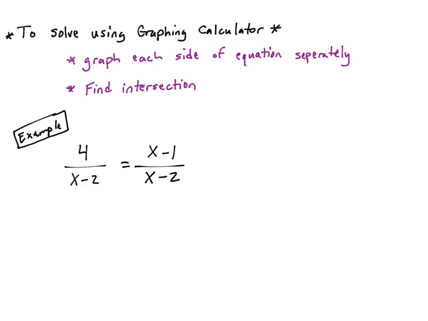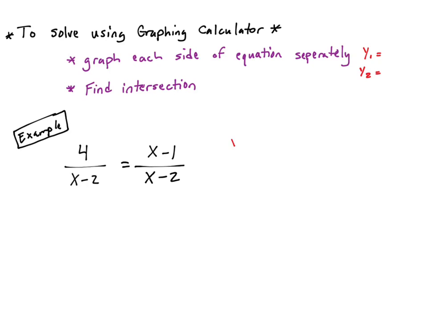To solve using a graphing calculator, you want to graph each side of your equation separately and then find the intersection. When I say graph separately, what I mean is you're going to be plugging this into the y1, y2 lines of your graphing calculator. So you go to the y equals screen and you graph them.